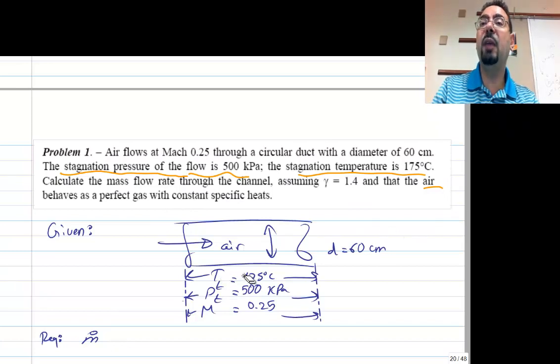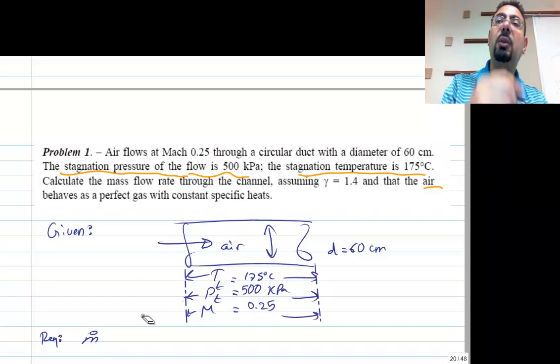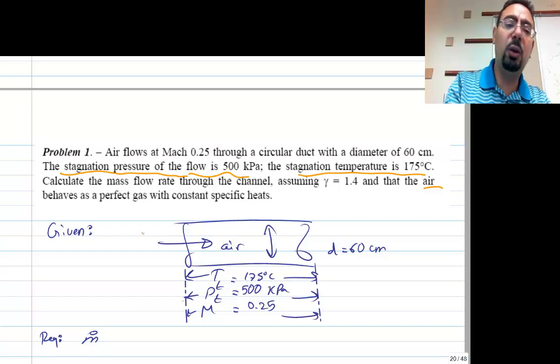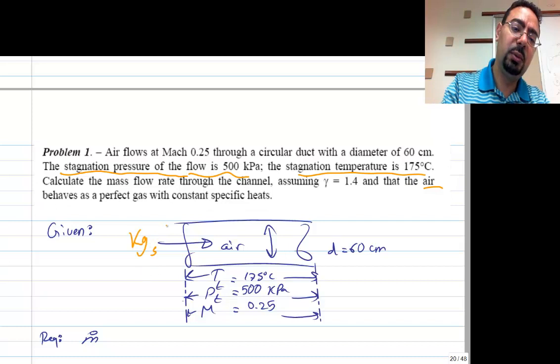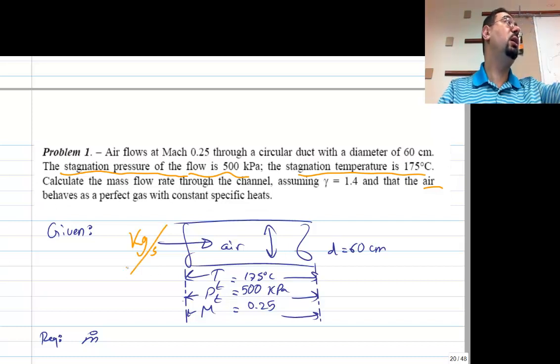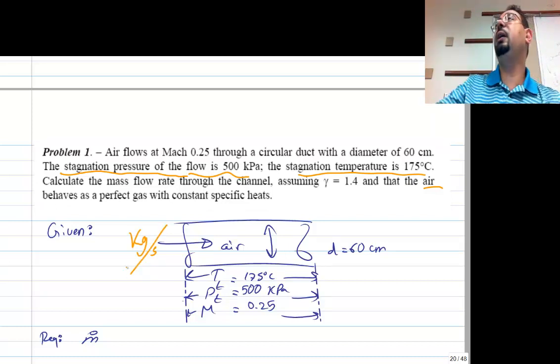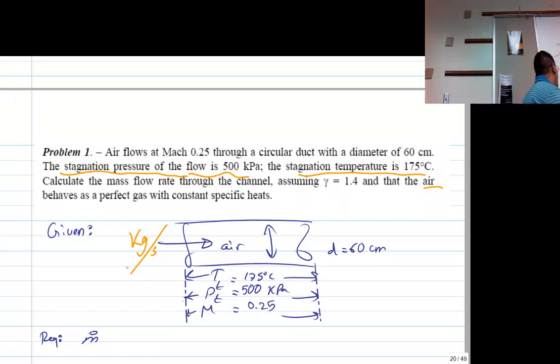So in this pipe, we have T total, P total, and the Mach number. Can anyone give me m dot? M dot is how many kilograms per second are moving through this pipe. Anyone? Density multiplied by area and velocity, right? M dot is rho A V. So what do I need? I know the area, right?